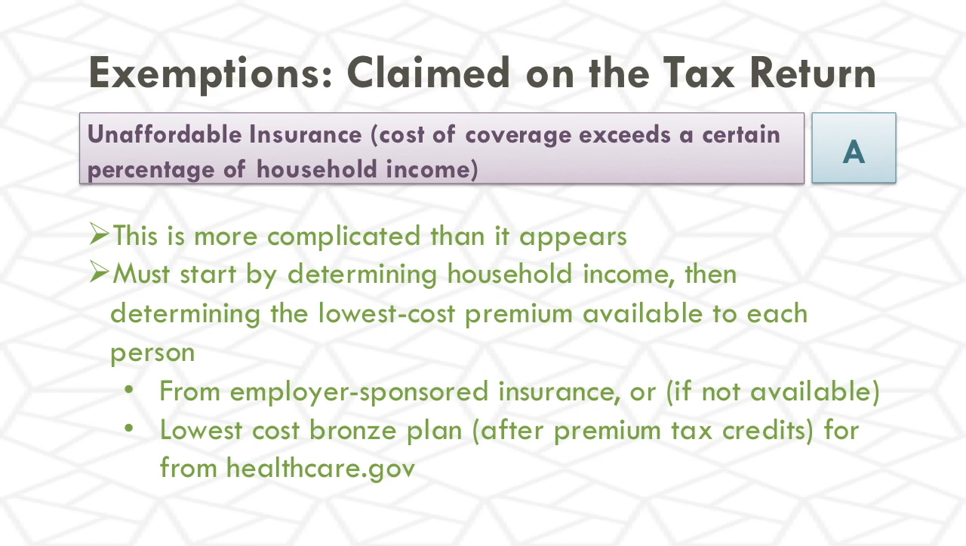Now, this one, unaffordable insurance, the cost of coverage exceeds 8% of household income. This is a lot more complicated than it appears. So you've got to start by determining household income and then determining the lowest cost premium available to each person in the household. And that's going to come either from the cost of employer-sponsored insurance if it was available. If it wasn't available, then it's going to come from the lowest cost bronze plan, and that is just going to be what they can get from healthcare.gov. That's what the bronze plan is referring to. After premium tax credits, the cost of that total. So if the cost of those plans were more than 8% of household income, then they could qualify for this one. We have a calculating spreadsheet available to aid you with screening for this exemption, but it is always best practice to call a supervisor for assistance.